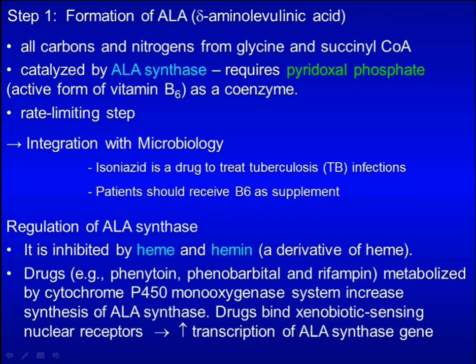ALA synthase is inhibited by heme and hemin. Hemin is a derivative of heme. Drugs metabolized by the cytochrome P450 monooxygenase system, such as phenytoin, phenobarbital, and rifampin, increase synthesis of ALA synthase. This is due to the effect that these drugs bind xenobiotic-sensing nuclear receptors. These nuclear receptors increase transcription of the ALA synthase gene.